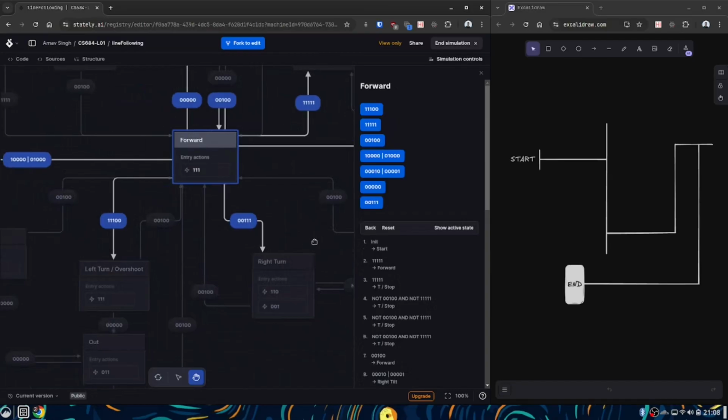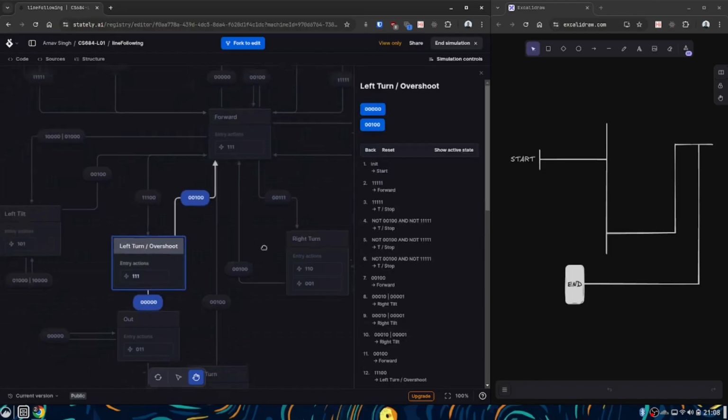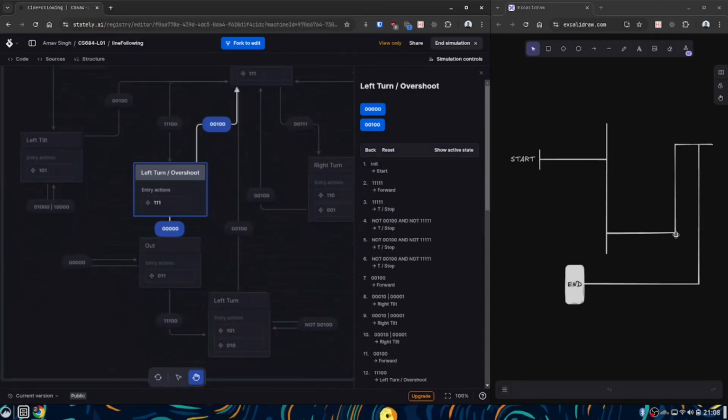So that will be this, and now we are on this intersection and facing this way, and now we'll keep going forward until we've hit this point. At this point, our reading will be 11100. So let us take the transition. Now we are back to the state called left turn overshoot. And this time, as before, we will be taking the forward path. We will continue going forward.